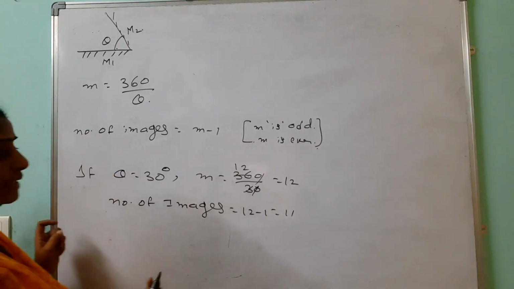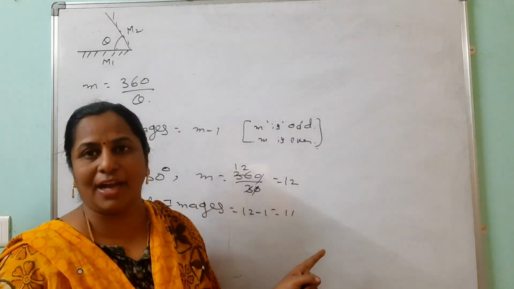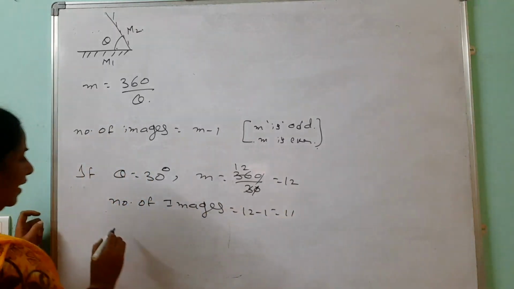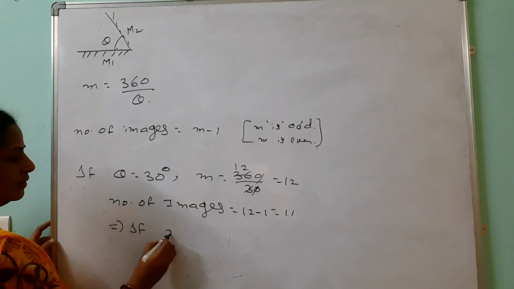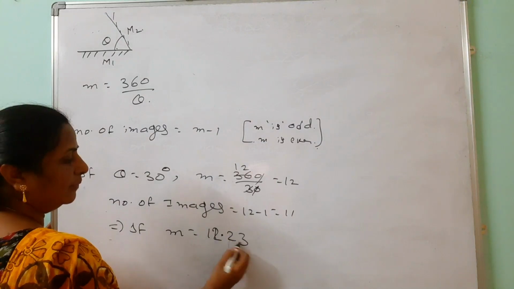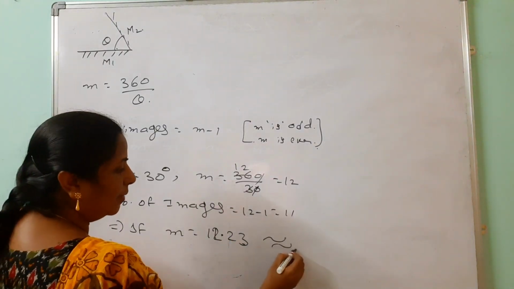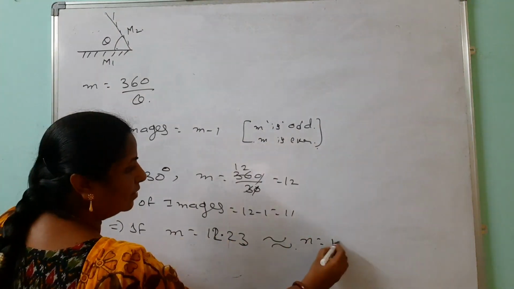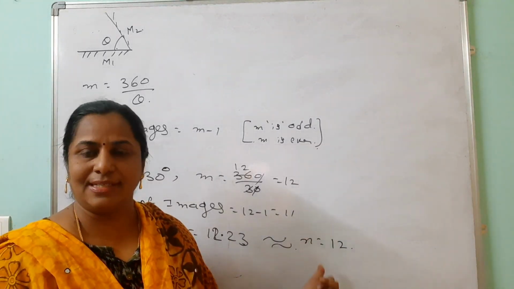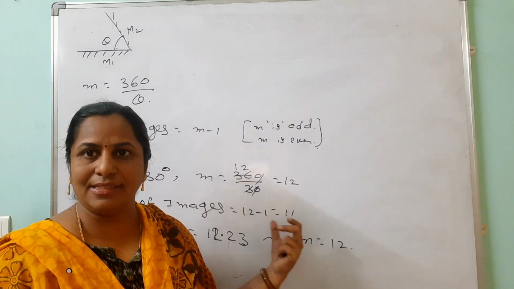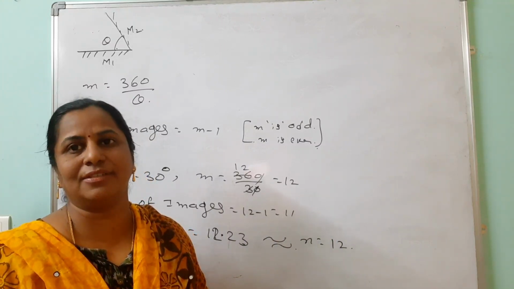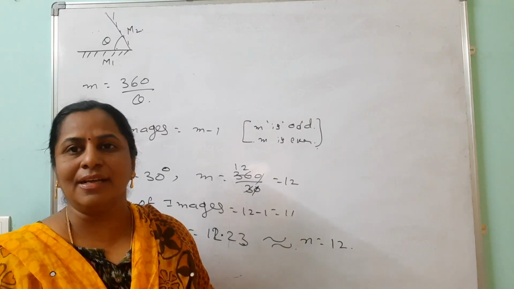So like that, it depends on the angle. After that we have to subtract that one. Suppose we get a fraction. Look here, if M equals 11 point something, otherwise 12.23, in this case the number of images n we can take only as 12. Don't take the fraction of that one. This is the number of images. This is about reflection by the plane surface or polished surface, or mirror, you can take as the example.